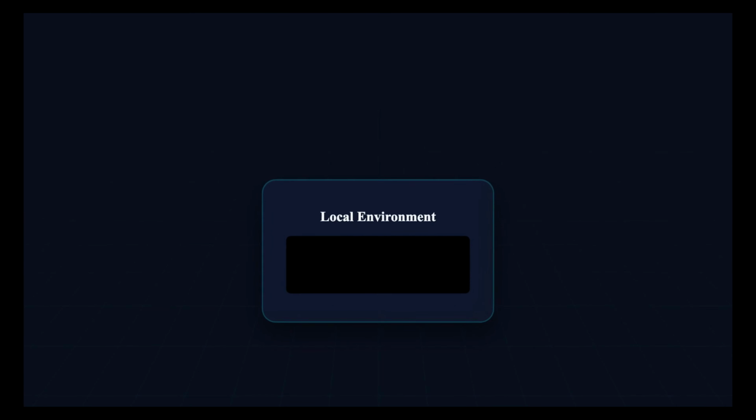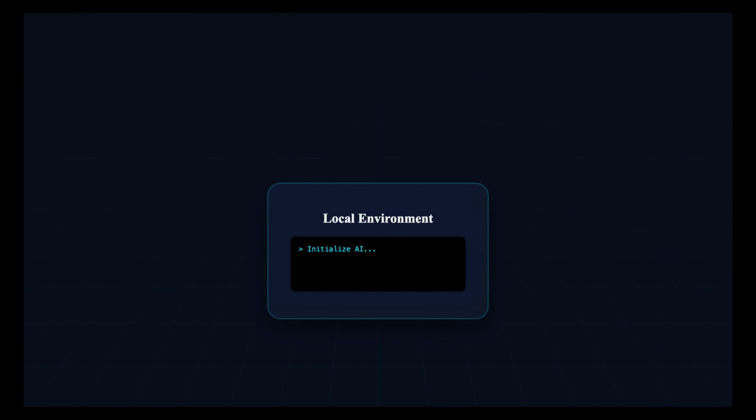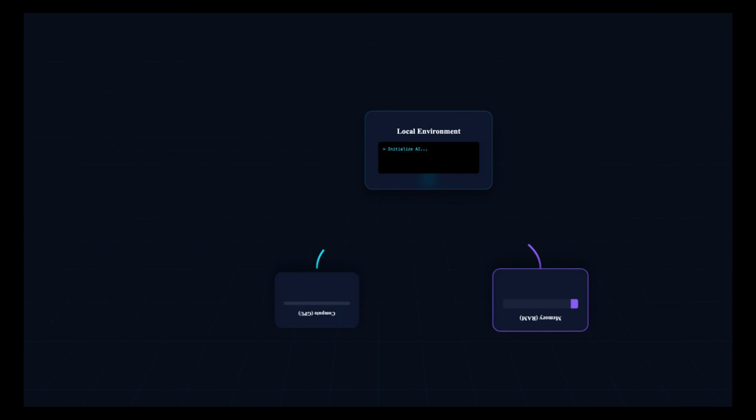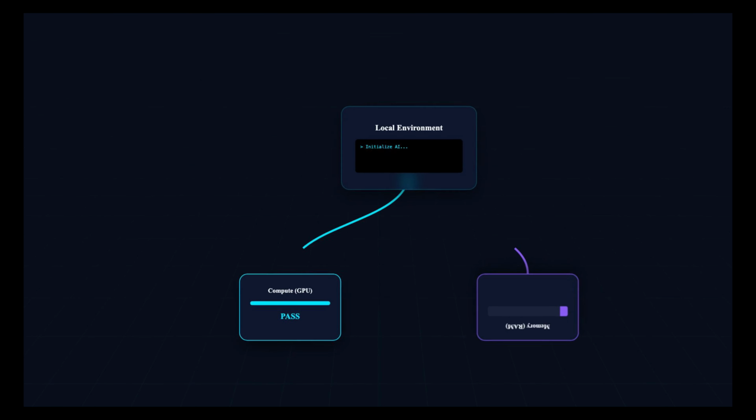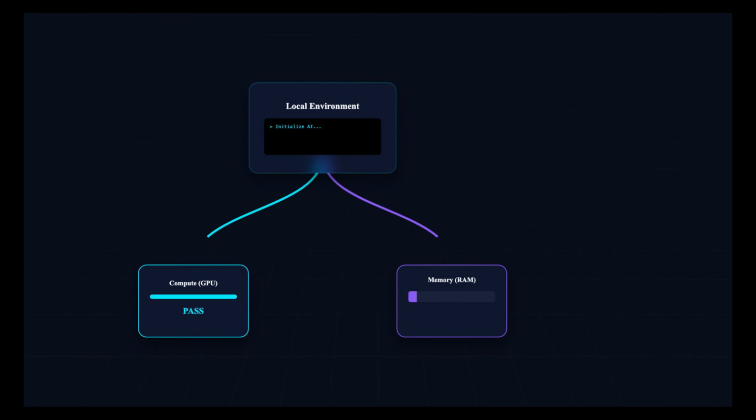If you have ever tried to run a powerful artificial intelligence on your own computer, you know the biggest roadblock is not computing power. It is memory. The AI simply runs out of RAM. This happens because of something called the key value cache.